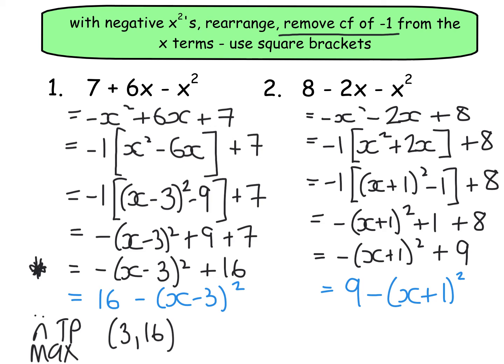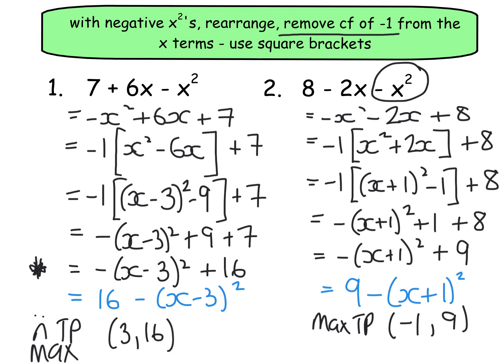And if I was asking for the turning point, this has also got a negative in front of the bracket, so this is also a maximum turning point. And the plus 1 means it's going in the negative direction, so it's going back to negative 1, and then it's going up 9. Okay? And you could also know it's a maximum turning point from the very start of the question.